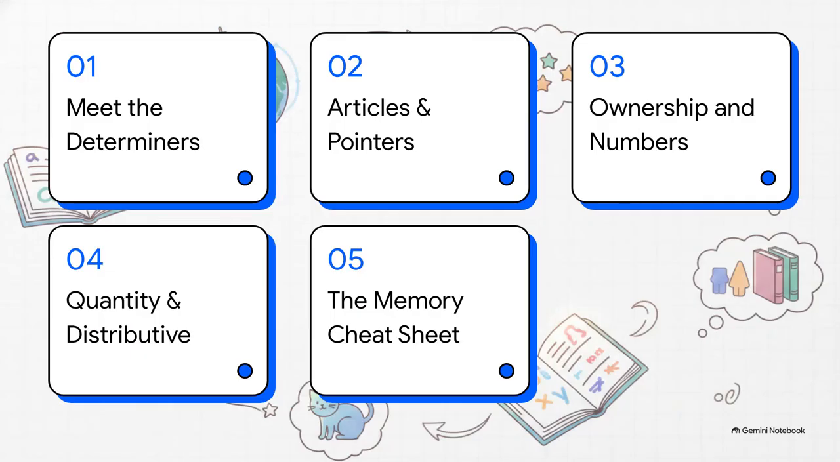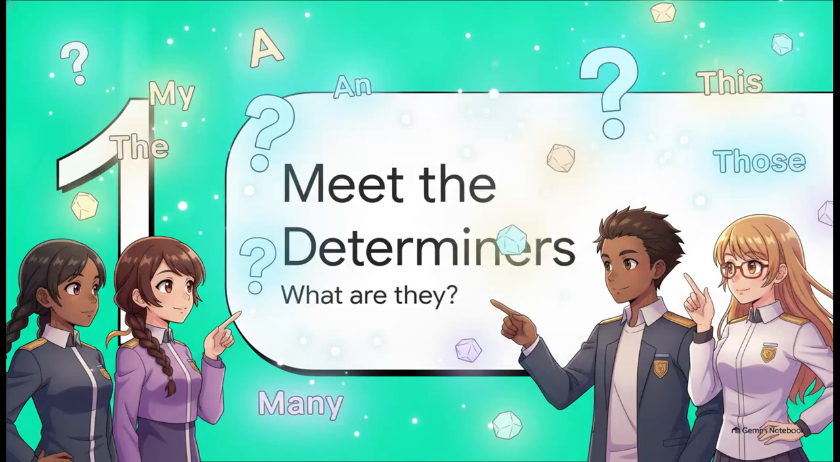So here's our roadmap for today. First, we'll meet the determiners. Second, articles and demonstratives. Third, ownership and numbers. Fourth, quantifiers and distributives. And finally, number 5, we'll wrap up with the memory cheat sheet. All right, kicking things off with Section 1, Meet the Determiners.